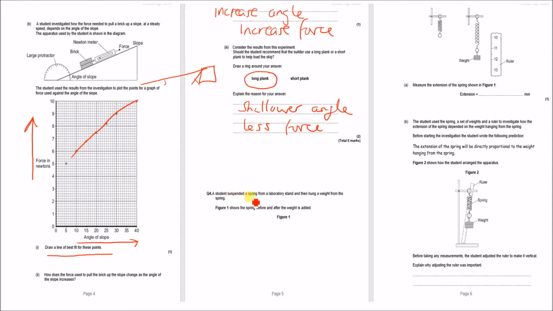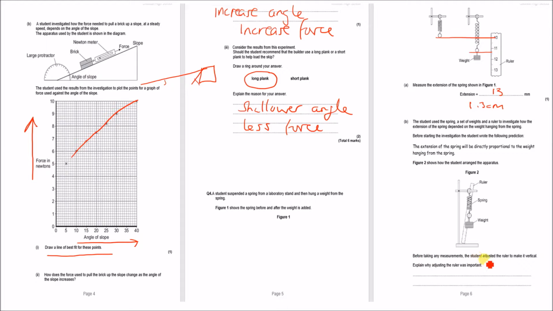Okay, right, a student suspended a spring from a laboratory stand and then hung a weight from the spring. Okay, so we know this experiment is related to Hooke's law. Measure the extension of the spring. So we're going to draw a line across here. Now when you do this, make sure you always use a ruler. It's quite hard to do with this. Okay, so we know that's from the bottom to there, so then we need to do it from the bottom to there. And you can see that's gone up 1 centimetre, not quite 1.5, probably 1.3. So 1.3 centimetres is going to give you 13 millimetres.